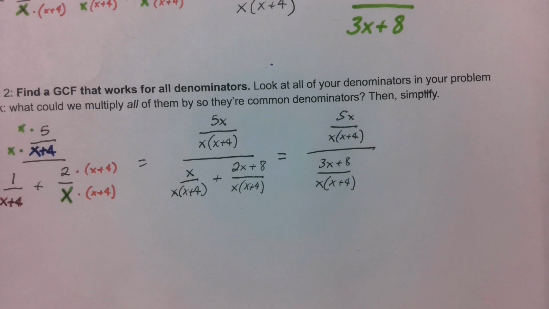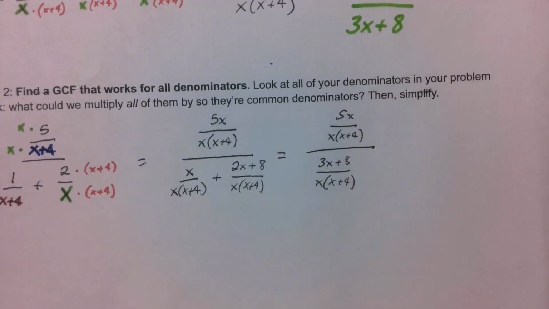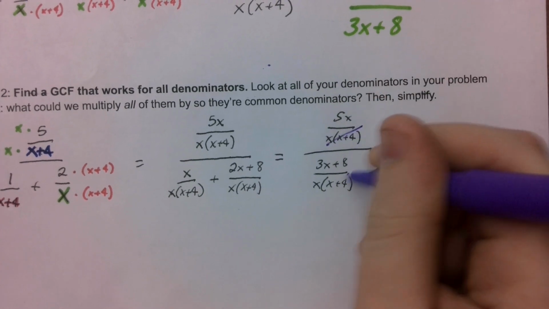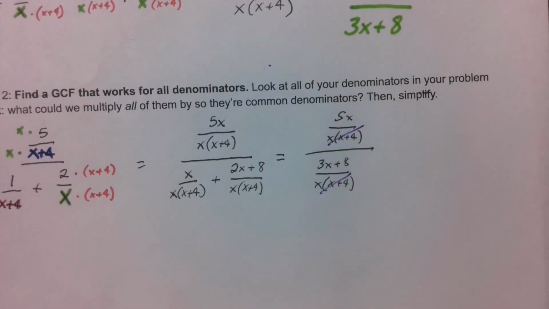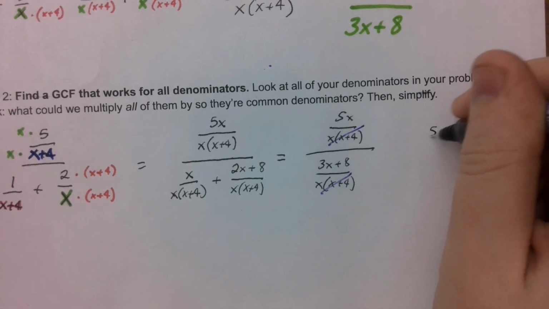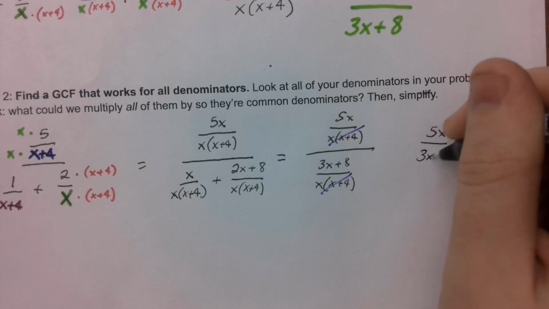The shortcut is this then. The shortcut is if you have two fractions dividing each other with the same denominator, you can just straight up cancel out those denominators. There we go. So, with canceling these out now, we can just write our answer as 5x over 3x plus 8.